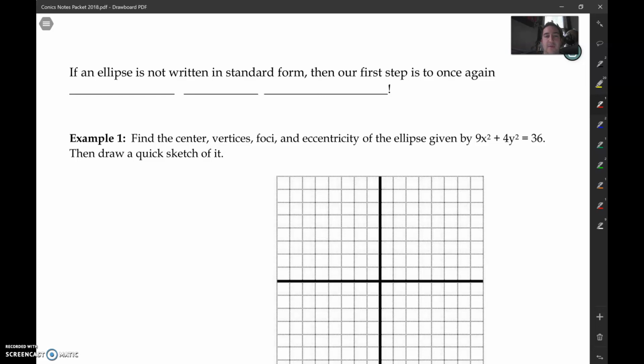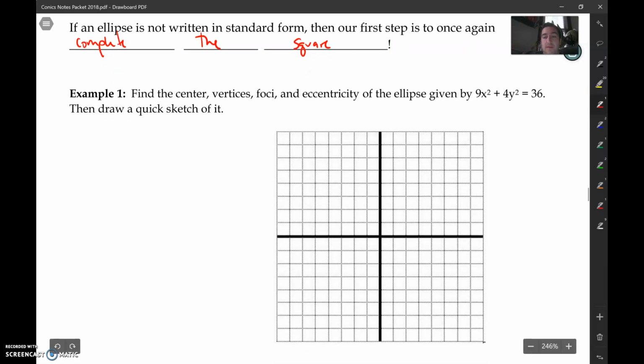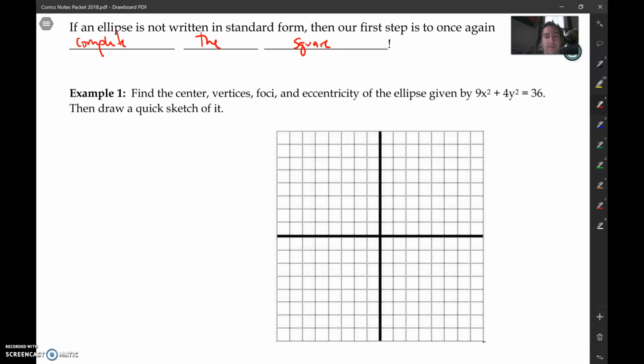If an ellipse is not written in standard form, then once again we complete the square. Okay, just like we did with circles. And I just taught that circles lesson today, and we were a lot better with completing the square. It's going to be a little harder now, but I think we're ready.